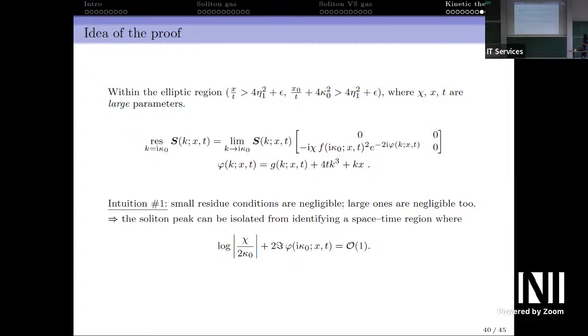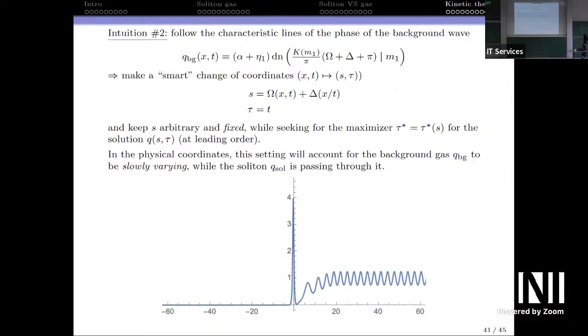That's where we can identify the position of the solitons in our Riemann-Hilbert world. And the second intuition is that if we look at the background, it looks exactly like an elliptic wave. It seems like the main feature of the background is this sum, omega plus delta, which is a quantity that depends on x and t.